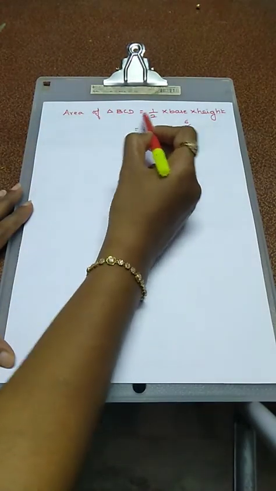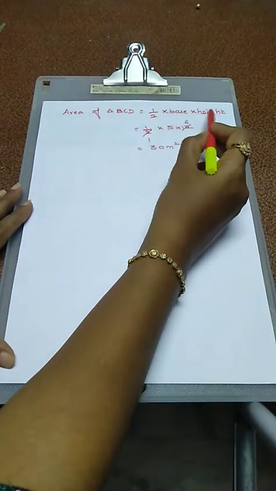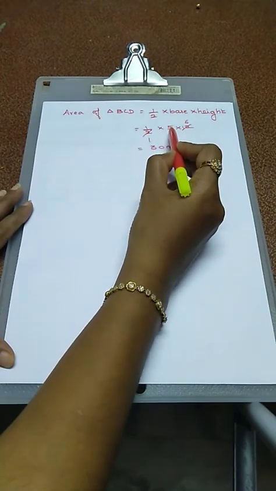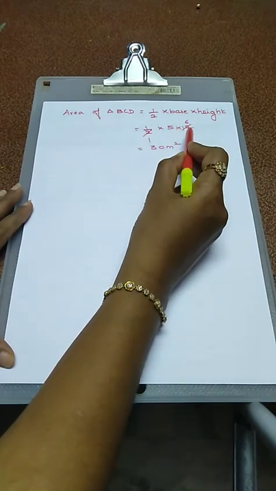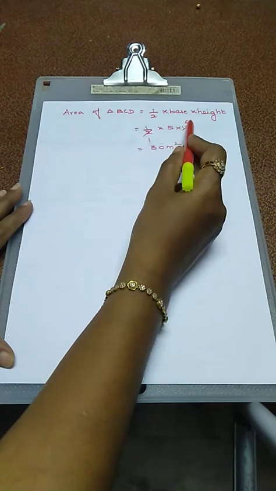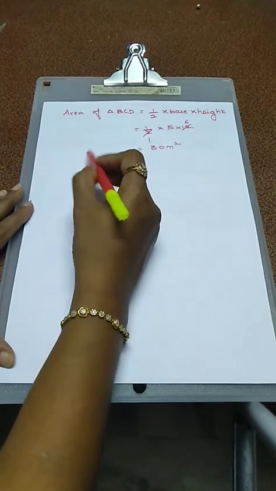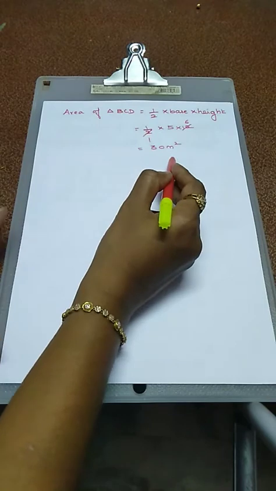Area of triangle BCD is equal to half into base into height. So half into base 5, height 12. Cancel these two values: 5 into 6, 30 meter square. So the area of triangle BCD is 30 meter square.